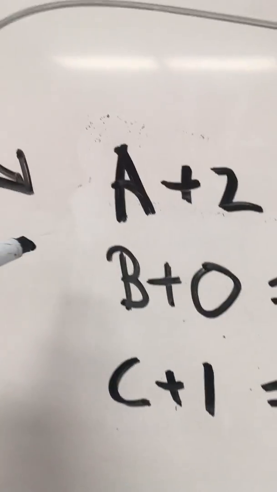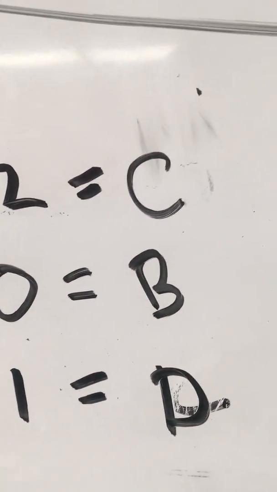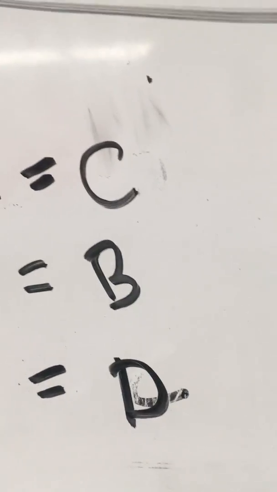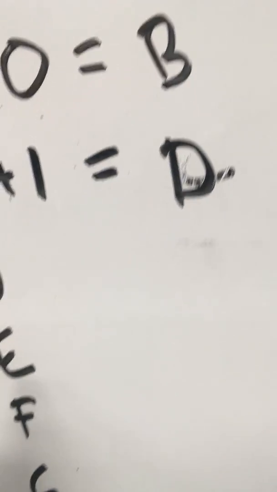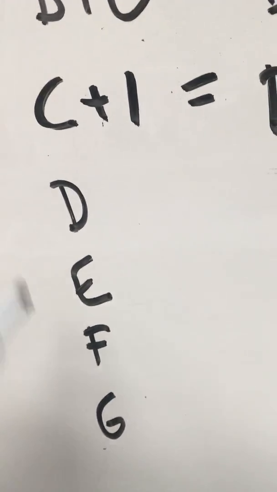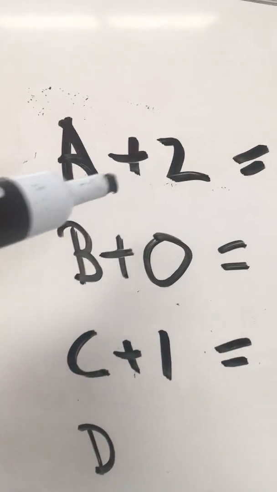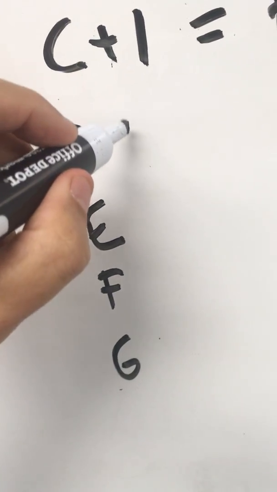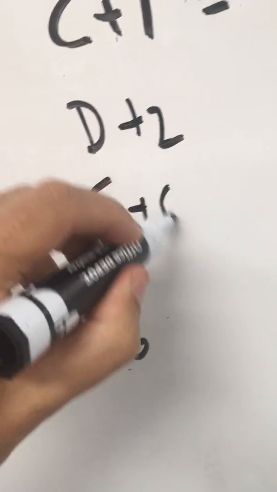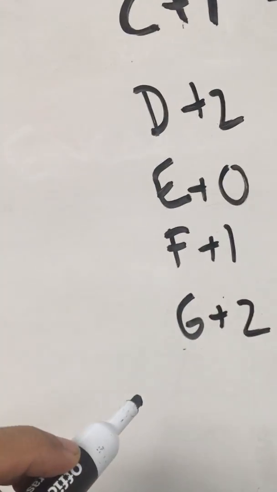And now we keep going with our message. We've got the first 3 letters of our message, A, B, C. But now the next letters of our message are D, E, F, and G. What are each of these going to be shifted by? Well, we've already done 2, 0, 1. So now we just start repeating them: plus 2, plus 0, plus 1, plus 2. And then our message is done.